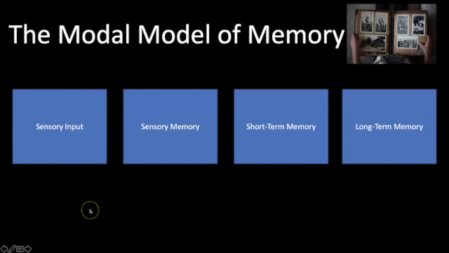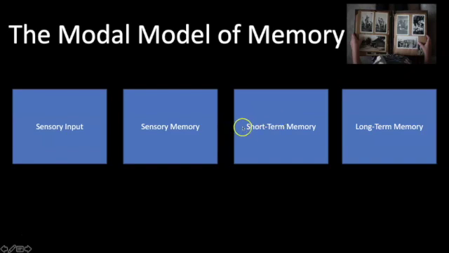So let's start from the beginning and think about how we can use this to learn the best that we can. First is the sensory input, sensory memory. We have to at least pay attention to what's going on. And the things that we pay attention to the most, the things that we select, will enter into short-term memory.